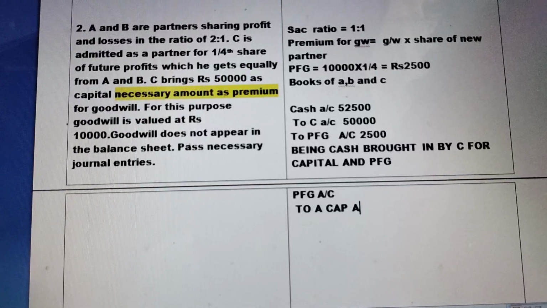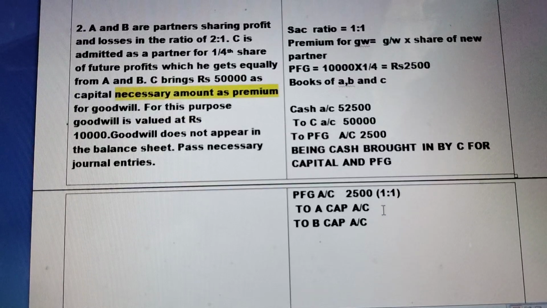A's capital account to B's capital account. Okay, the entry will be A's capital account to B's capital account. See, the premium for goodwill is 2500, and it has to be shared in sacrificing ratio. Sacrificing ratio is 1:1. So 2500 has to be distributed in the ratio 1:1.